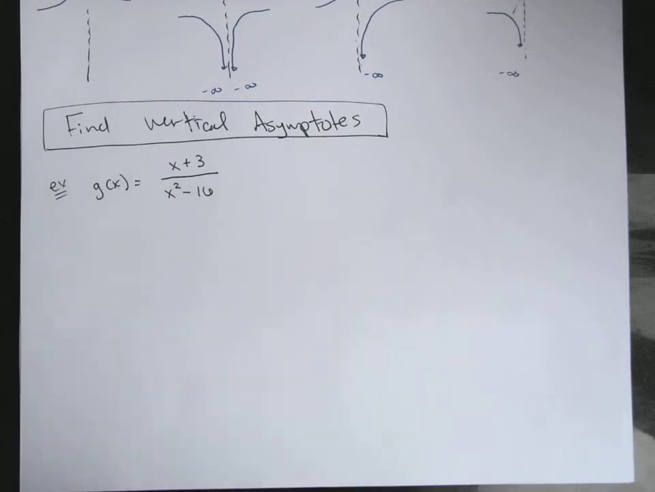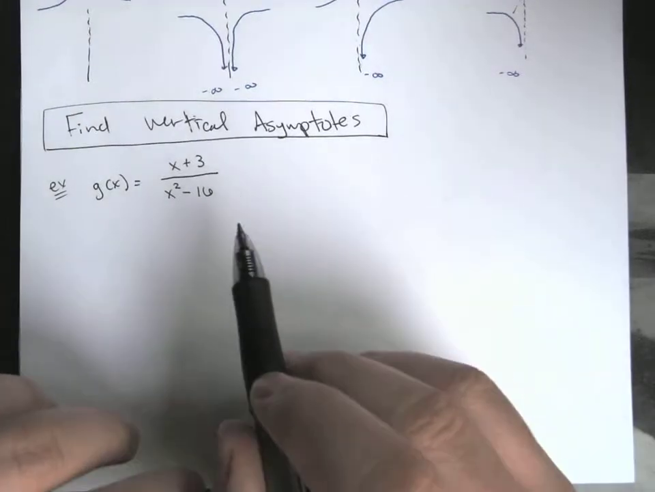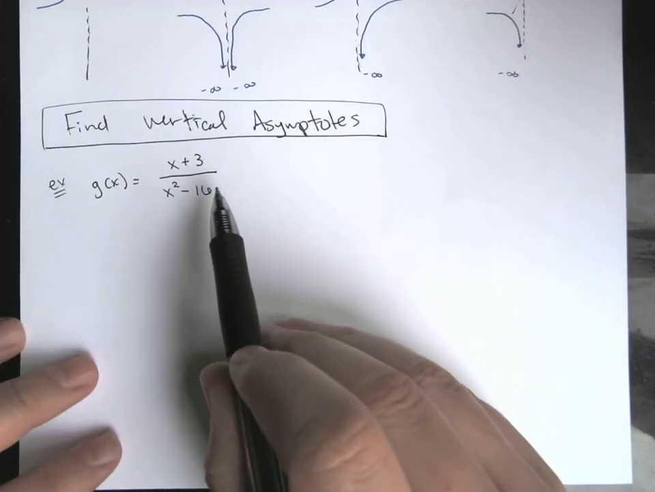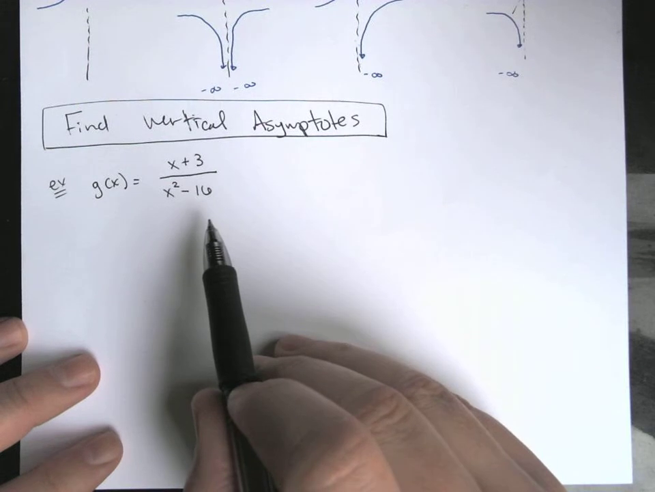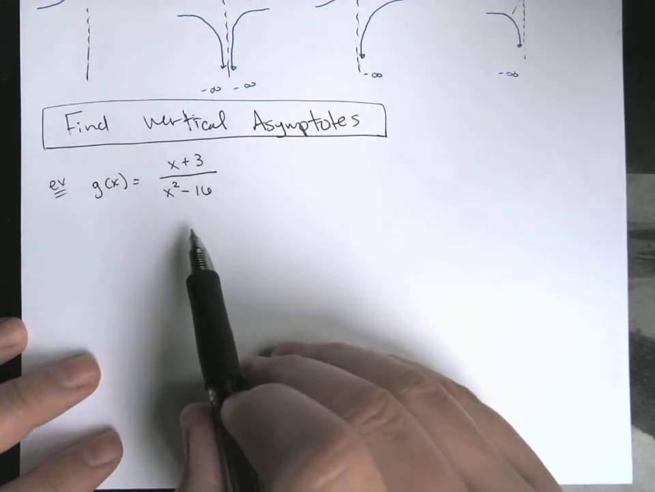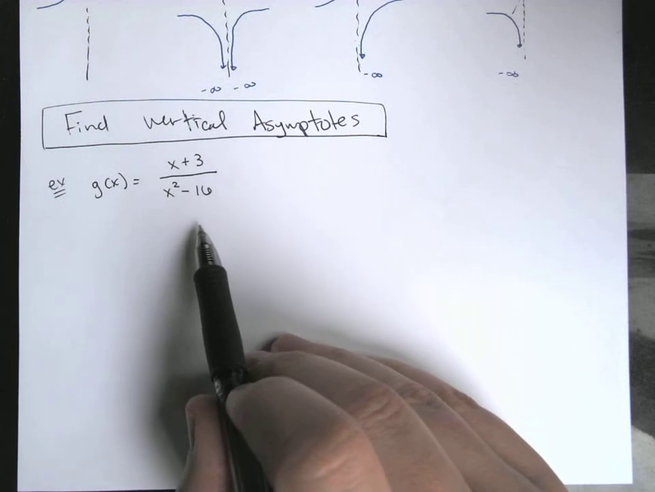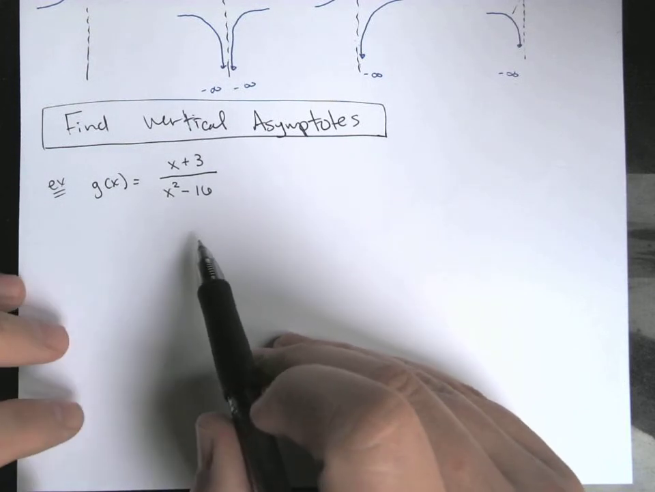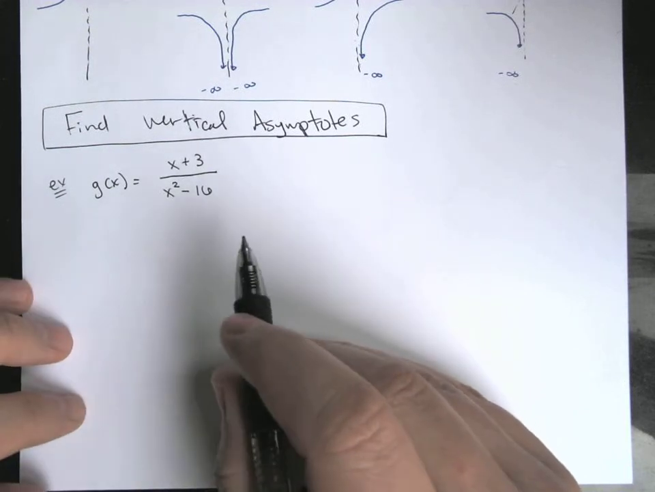So I've made a pretty simple rational function. So we've got just a nice x plus 3 up top and an x squared minus 16 on the bottom. So this is our sort of p of x on top and our q of x on the bottom. So we have numerator and denominator polynomials.